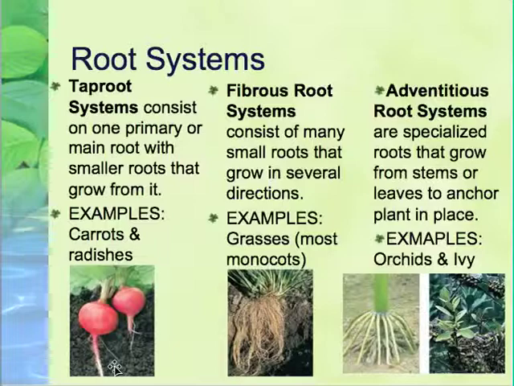Now, a fibrous root system consists of hundreds of small roots that grow in many, many different directions. Grasses are a good example, and most monocots, for example, are fibrous root systems. Let's think about this for a second. Fibrous roots have roots going in every which direction, which means they probably have the ability to kind of search out nutrients a little bit better than taproots. They also have the ability to spread out.